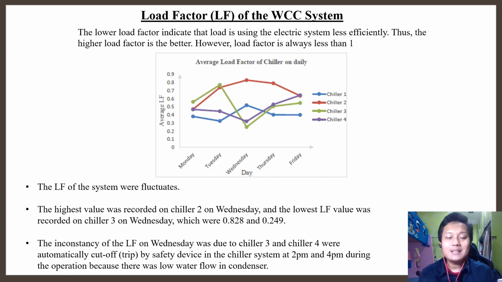The constancy of the load factor on Wednesday was due to chiller 3 and chiller 4 being automatically cut off, tripped by a safety device in the chiller system at 2 p.m. and 4 p.m. during the operation because there was no water flow in the condenser.